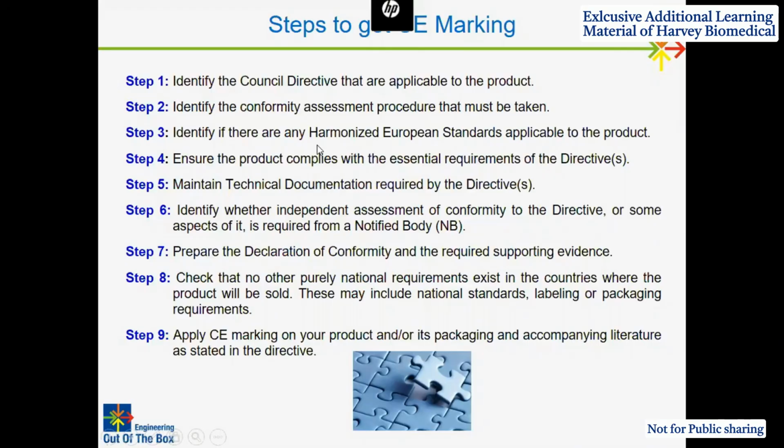As I told, technical documentation. Once the technical documentation preparation is done, then we have to submit it to the notified body. Once the notified body has reviewed it, they will give the declaration of conformity. The declaration of conformity is nothing but the CE mark. This declaration of conformity is the CE certificate. There we will get the CE certificate validity. Check that no other purely national requirement exists.